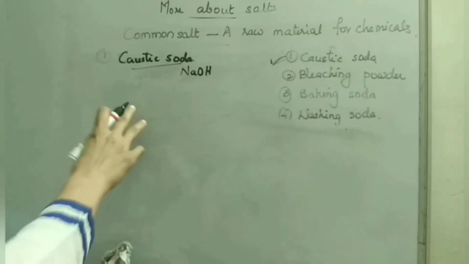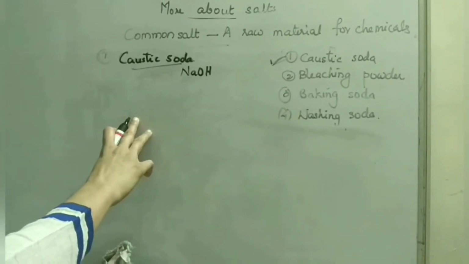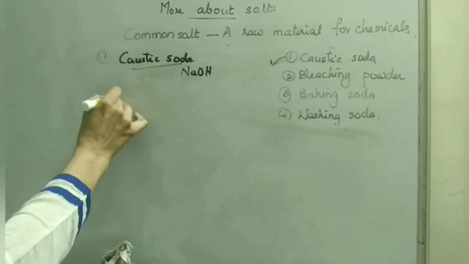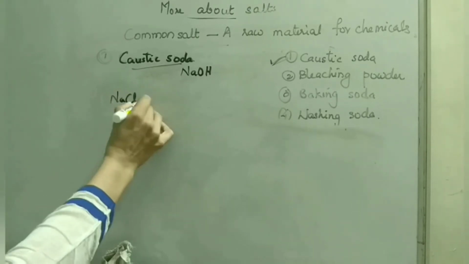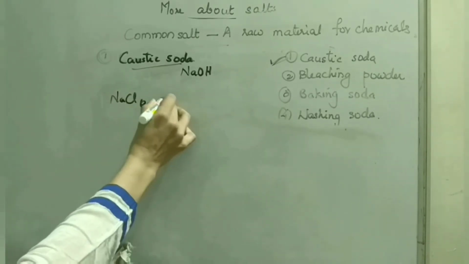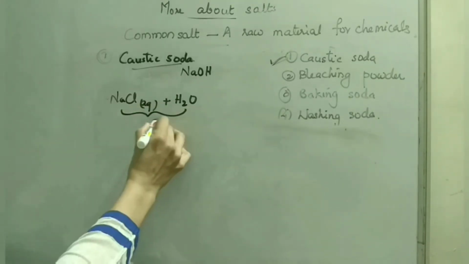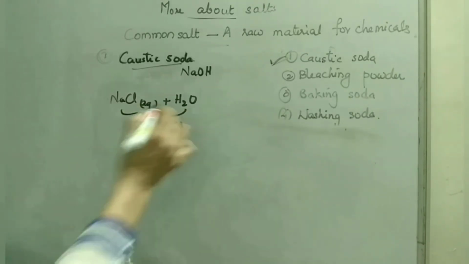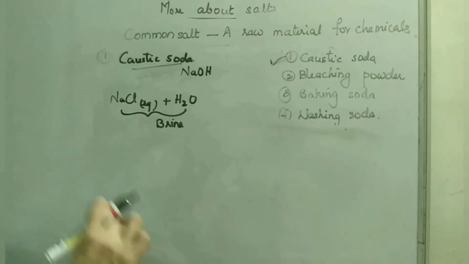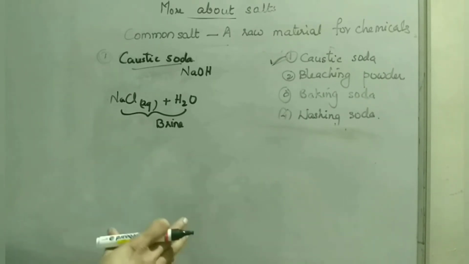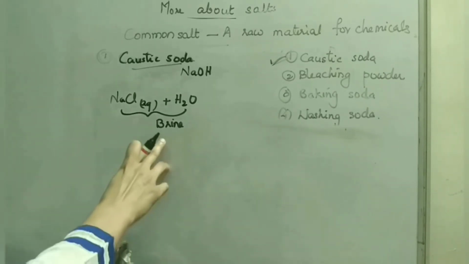Now how is it manufactured or prepared? When electricity is passed through an aqueous solution of sodium chloride, that means sodium chloride added in water, that is known as brine. Simply, common salt dissolved in water is known as brine.